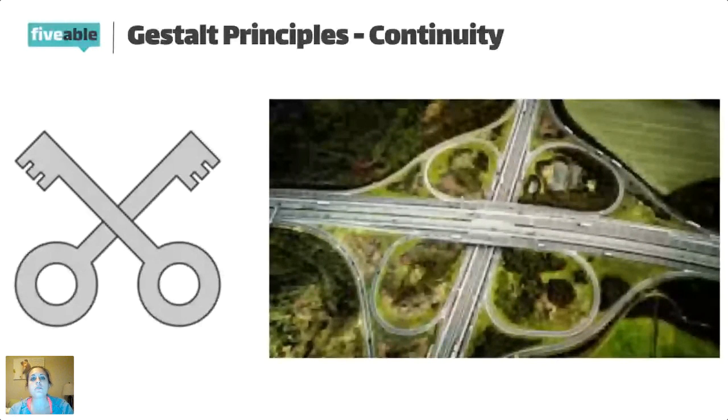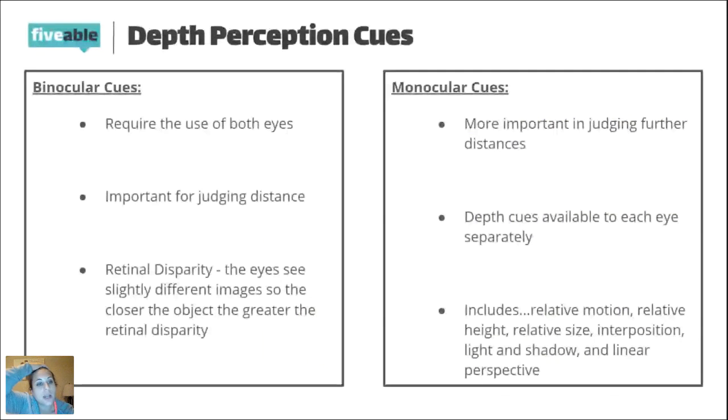So Gestalt principles are one way that our brain and vision work together to interpret things. We also have depth perception cues, which help us with our vision and understanding the world around us and seeing things. There's two types. We have binocular cues, and if you know, bi means two. So a binocular cue is one that we use both eyes for. Binocular, we need both eyes.